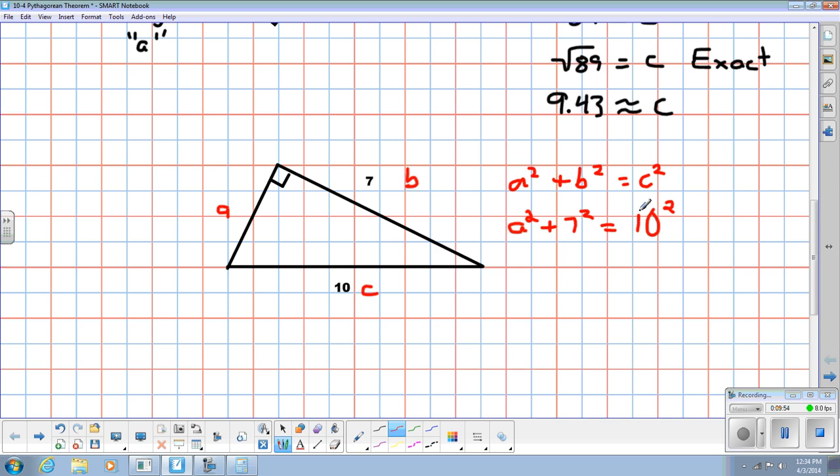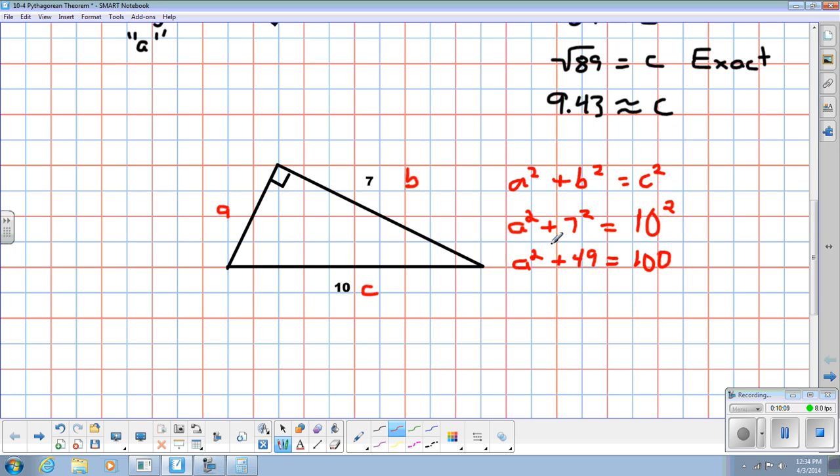Now what do I do? I'm going to square the numbers. I'm going to leave the a squared there. I'm just not going to work with it right now. I don't know what it is, so I just copy it. Plus 49 equals 100, because 10 squared is 100.